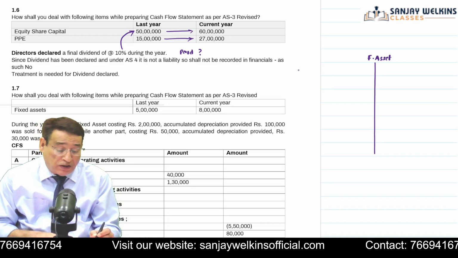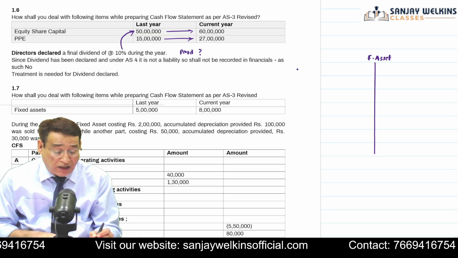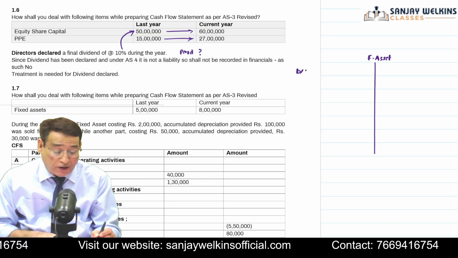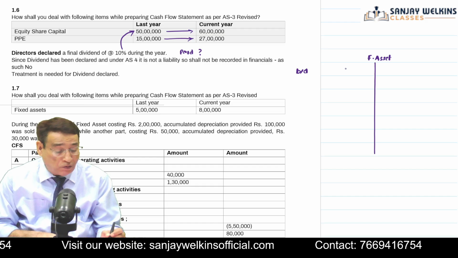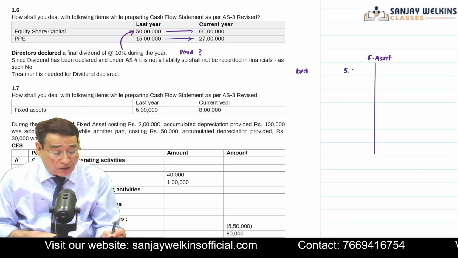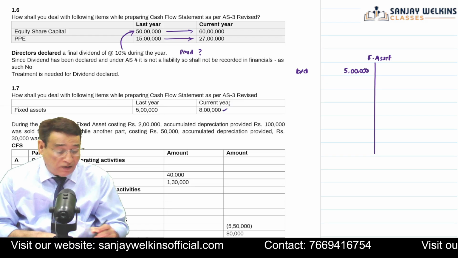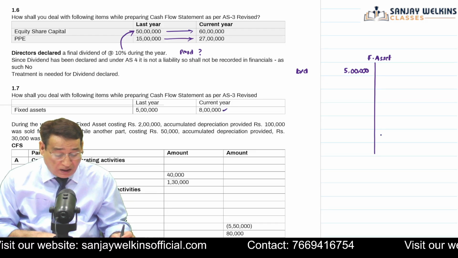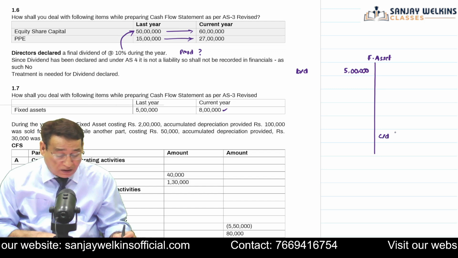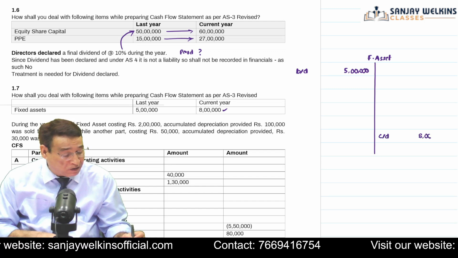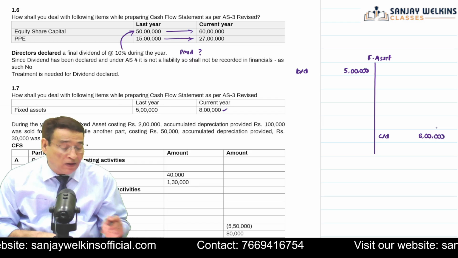At least because it is an asset account, I will write balance brought down, the opening balance brought down, which is equal to last year's balance, 5 lakh. Now your current balance is 8 lakhs, so you are going to write balance carried down as 8 lakhs. Is it clear to you?